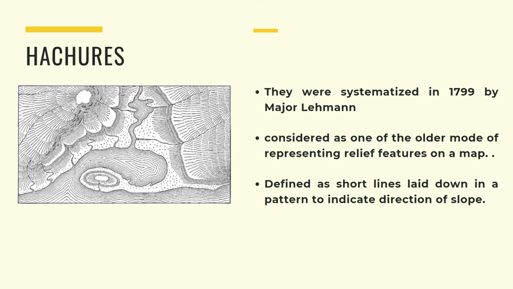Hachures are strokes drawn in the direction of the steepest slope. Steeper slopes are represented by thicker, shorter strokes, while gentler slopes are represented by thinner, longer, and farther apart strokes. They were systematized in 1799 by Major Lehmann, an Austrian military officer, where line width became directly proportional to the steepness. This was the main type of relief depiction through the 19th century.